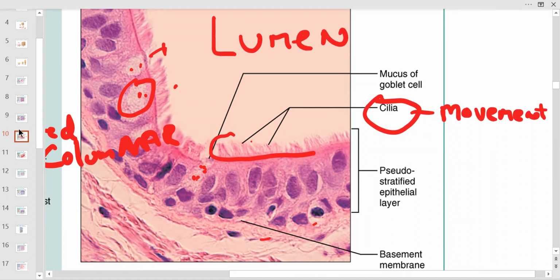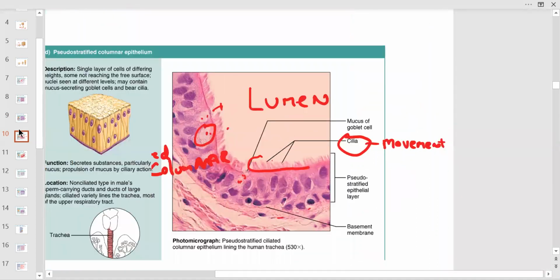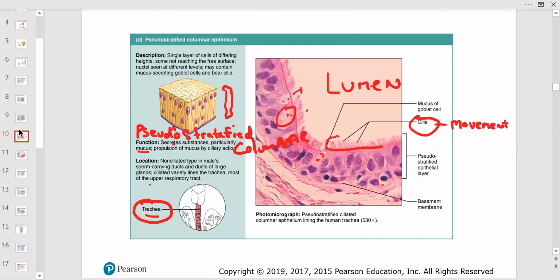So this is pseudo-stratified columnar ciliated epithelium. And this is what you got to do every time. You say, okay, this is what it looks like. Here's the histology. What's its function? Secretion. And it's ciliated, so propulsion of mucus, including the goblet cells. Where do you find it? In the respiratory system, especially the upper respiratory system and the trachea. The upper respiratory system technically is above the larynx, but trachea is starting the lower respiratory. So you can just say upper respiratory or trachea. It's a lot of stuff, my friends.